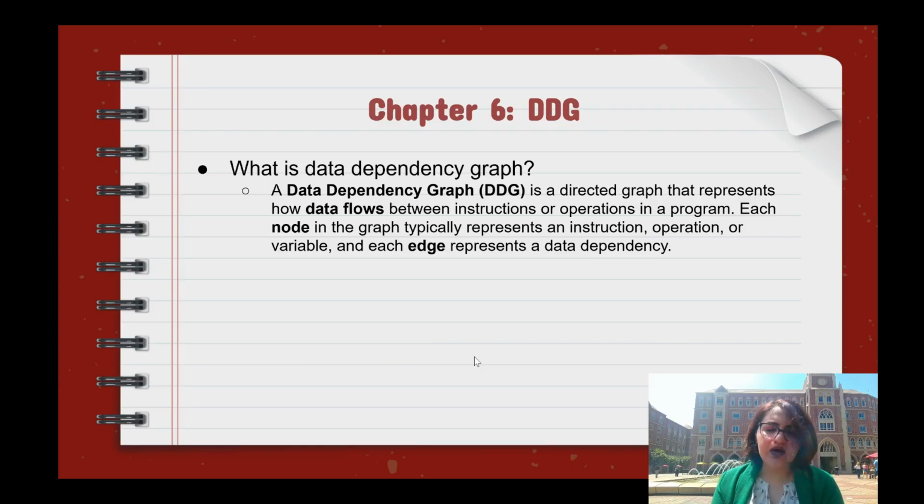Okay, now what is a data dependency graph? Like the control flow graph and the control dependency graph, the data dependency graph is another program graph that helps to analyze the program. A data dependency graph is a directed graph in which each node is a variable and the edges represent the dependencies between these variables.